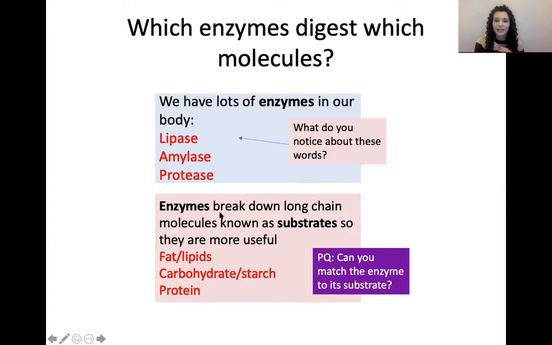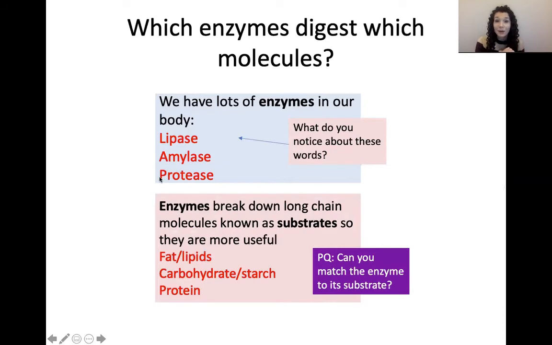And enzymes can break down long chains of molecules like fats or lipids, carbohydrates such as starch and protein. They can break all of those very, very large molecules down into much smaller molecules. So I wonder if you can have a go at matching which enzyme breaks down which large molecule, which substance of food. So look at the start of the word. Lipase, the beginning part of lipase sounds a little bit like lipids. So lipase is the enzyme that breaks down fats or lipids.